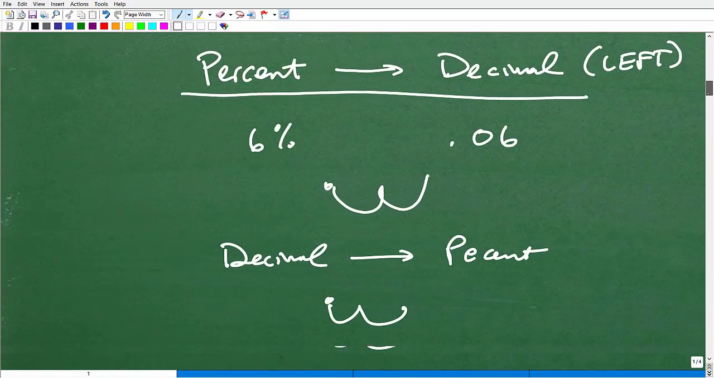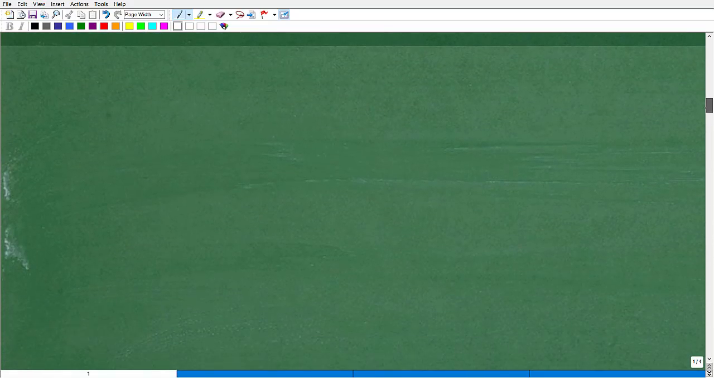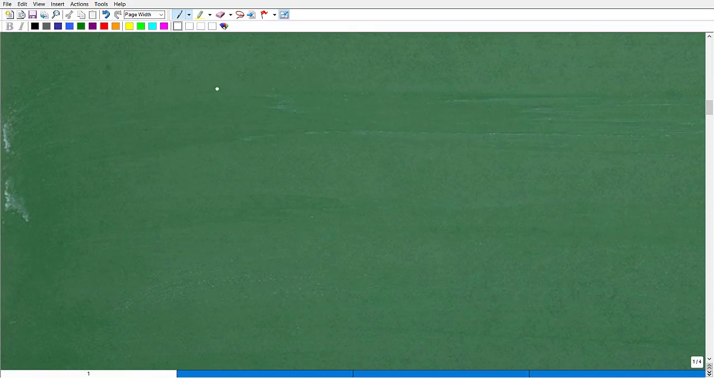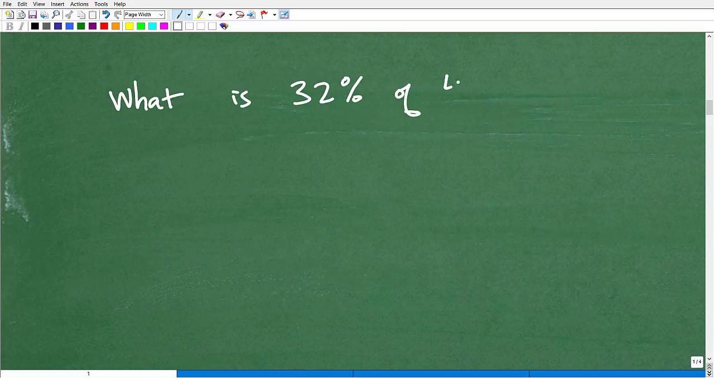Okay, so let's look at some basic problems. Let's start off with something like this. What is, let's say, I'm just making stuff up, 32% of 400? What is 32% of 400? So to find a percent of a number, all we do is change the percent into a decimal. That's step one.